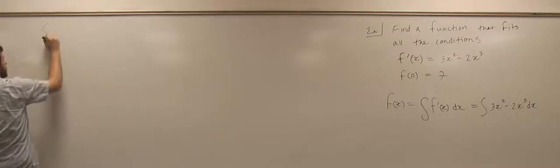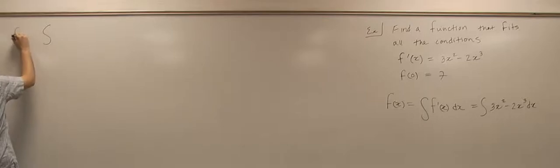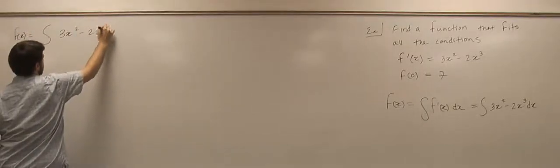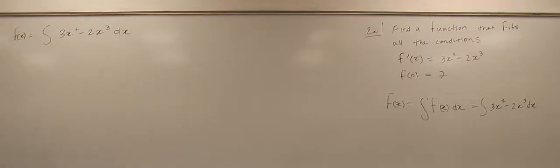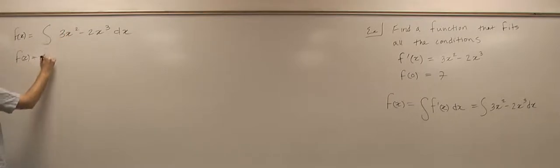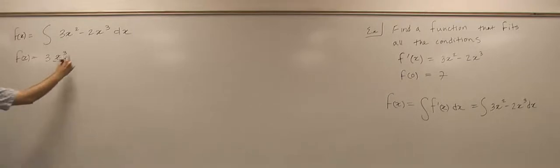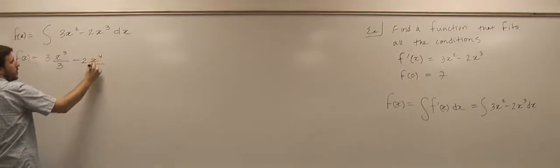So f of x should equal this, 3x squared minus 2x cubed. And then how do we do this integral? Ignore the constant multiple, right? Ignore the 3. Add 1 to this power and divide by it. So 3x cubed over 3. Minus 2, ignore the 2 for a second, x to the 4 over 4.